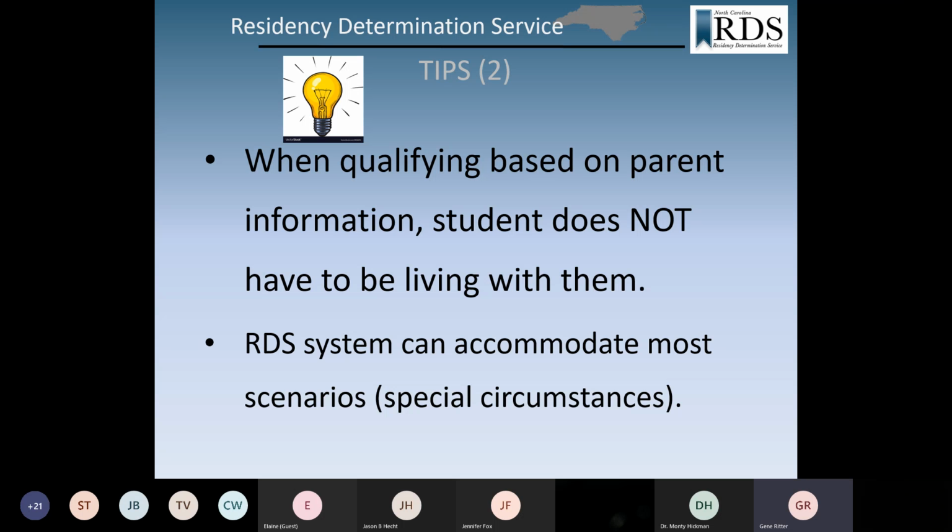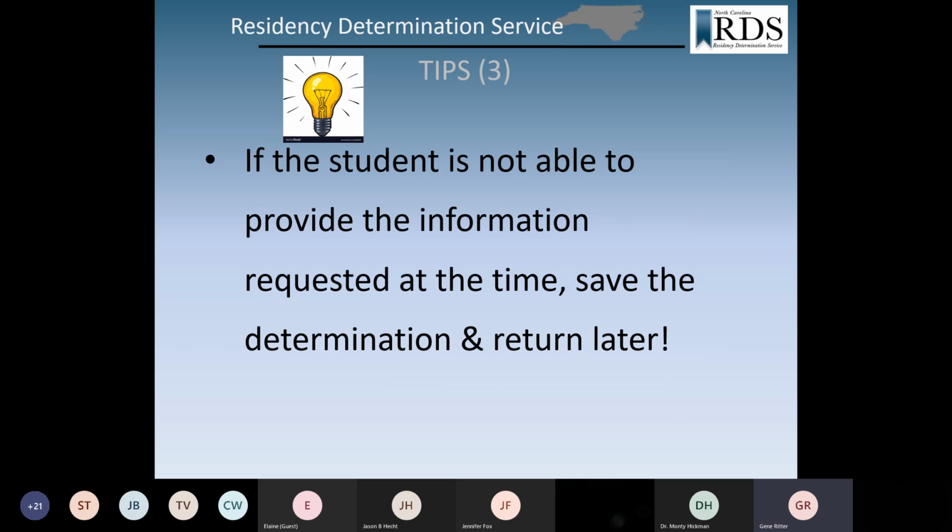It's often easier than trying to have them show independence when they have no income. The RDS system can accommodate a lot of those scenarios, these special circumstances. So the interview really gets into that.